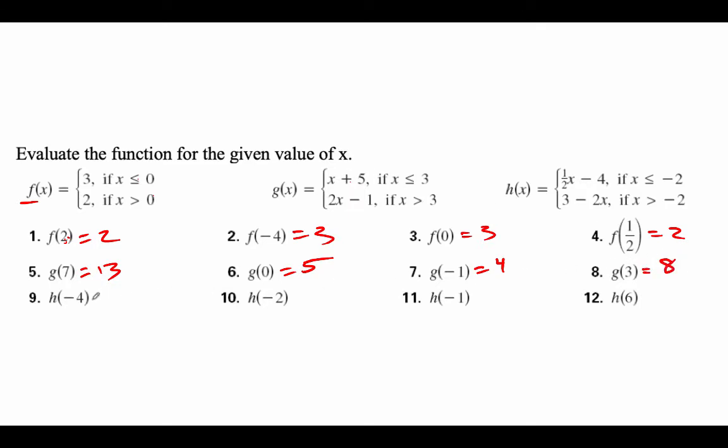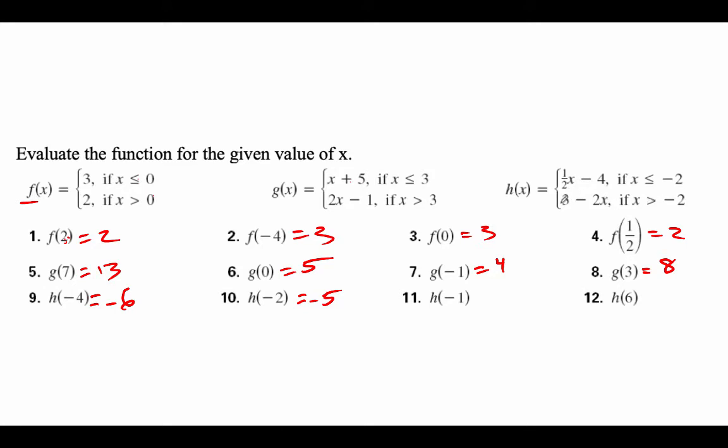Now I'm on to H of -4. -4 is less than -2. We use the top one. 1/2 times -4 is -2 minus 4 is -6. If you're not sure, hit pause, check your calculator. H of -2 is equal to -2, so I'm going to put it up top. Half of -2, -1 minus 4 is -5. H of -1, -1 is greater than -2. They're trying to goof you there.